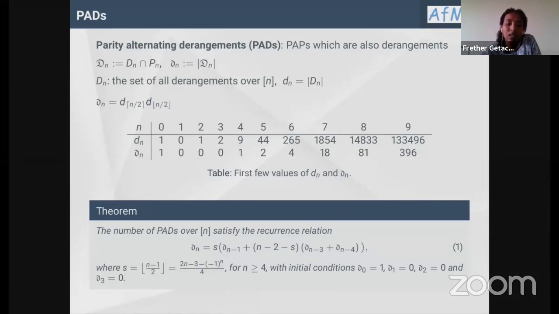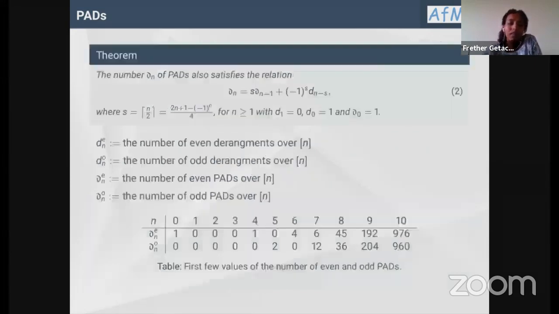And the other result that we have found is a recurrence relation for this number of parts. Here it is expressed, where S is the number written over here, which is the floor of (n minus 1) over 2. These numbers also satisfy another recurrence relation in terms of the number of parts and the number of derangements, where S is this number, with these initial conditions.